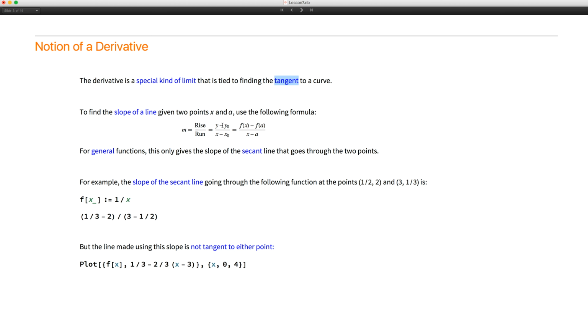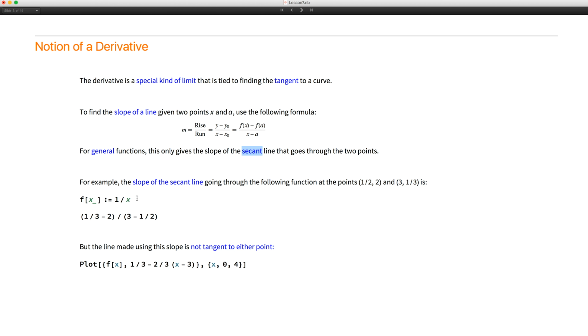For example, if you have a straight line, the simplest kind of curve, then the slope of the straight line is rise over run. That's difference in y over difference in x. And in the f notation, that's f of x minus f of a over x minus a. So the question is, is that good enough for a general function f? And the answer is no. This only gives us the slope of the secant line for an arbitrary function f.